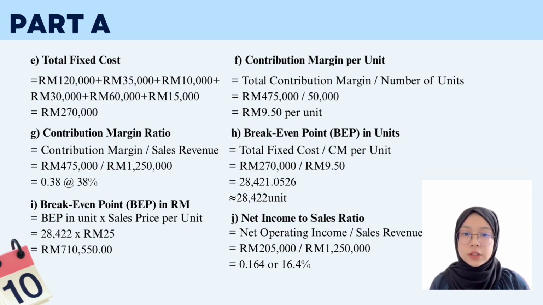Next H. Break-even point BEP in unit, the total fixed cost divided by the CM per unit. So we get the answer is 28,421 equal to 28,422. Next I. Break-even point BEP in RM, BEP in unit multiplied by the sales price per unit. So we get the total is 710,550 ringgit. Next J. Net income to sales ratio, net operating income divided by the sales revenue. So the total is 0.164 or 16.4%. Thank you.